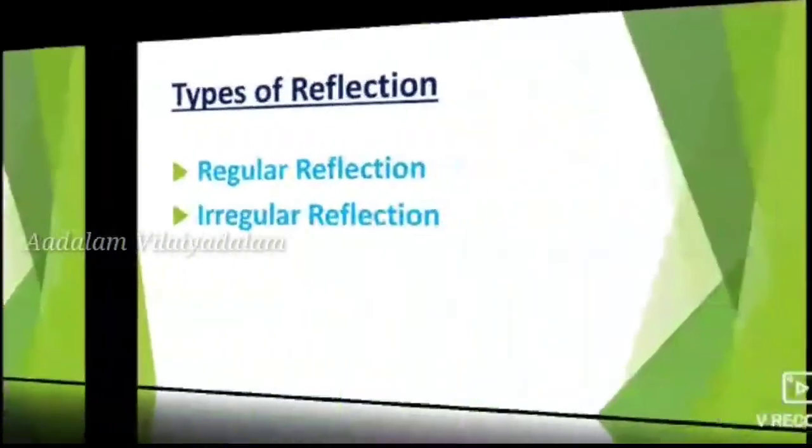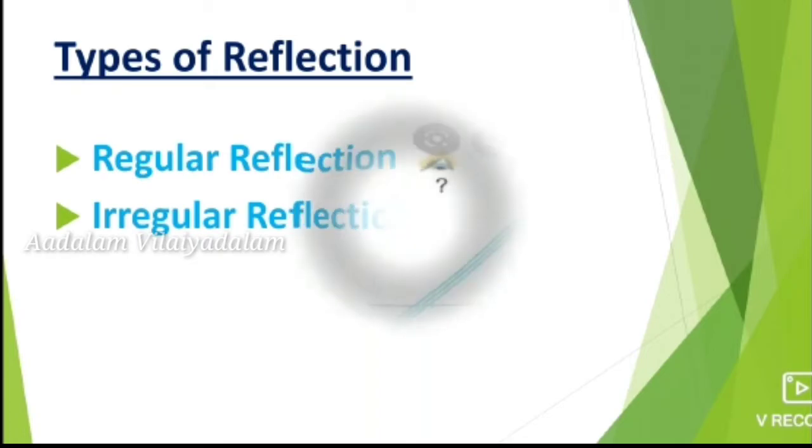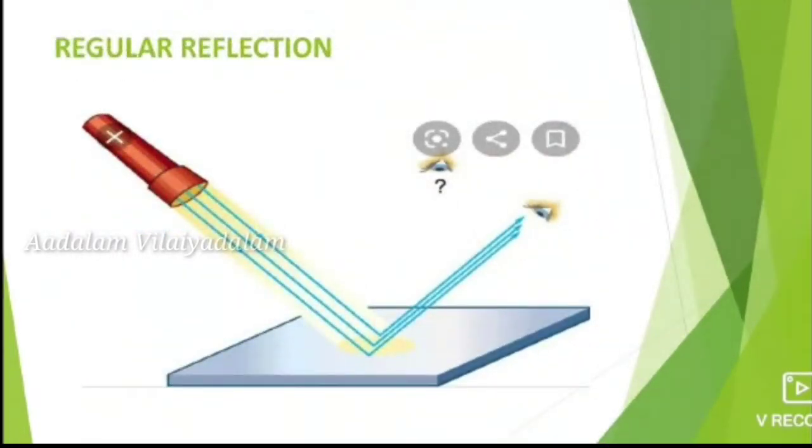Next I will explain about the types of reflection. Based on the nature of the surface, reflection is classified into two types. The first one is regular reflection and the second one is irregular reflection. Regular reflection is otherwise called specular reflection.